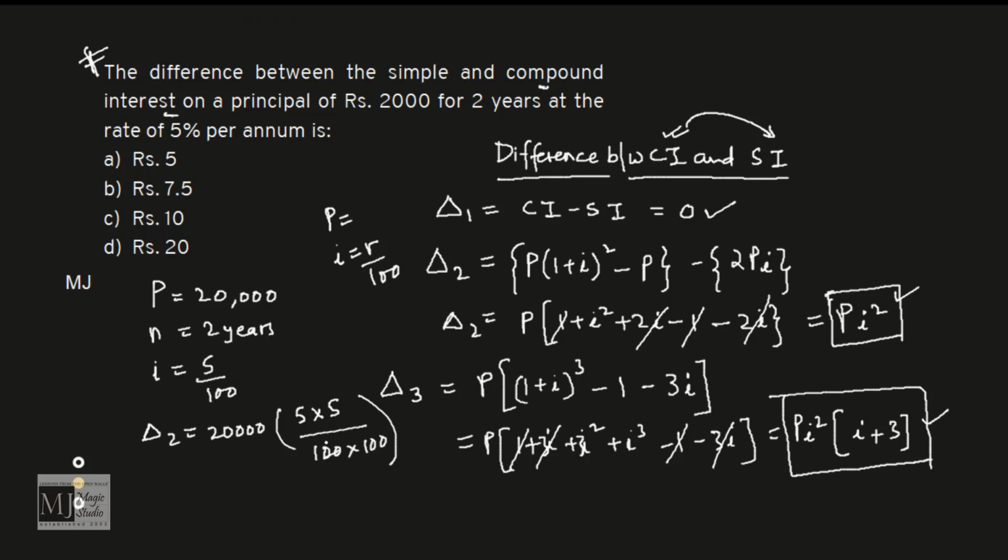Let's quickly solve this. 20,000, so how much money do we have? We have 20,000. Let me remove 100 from here, so 00 gone. 20 into 5 is 100 gone. Left with 5. So the difference would be rupees 5.